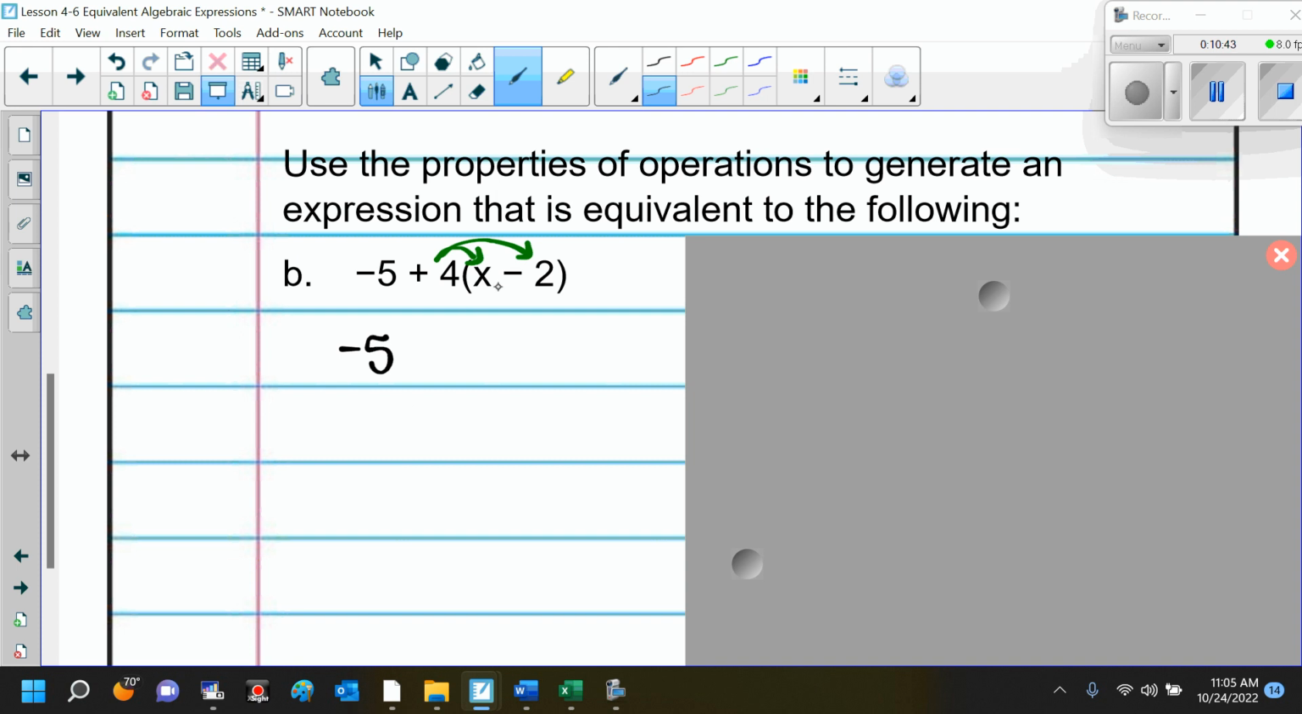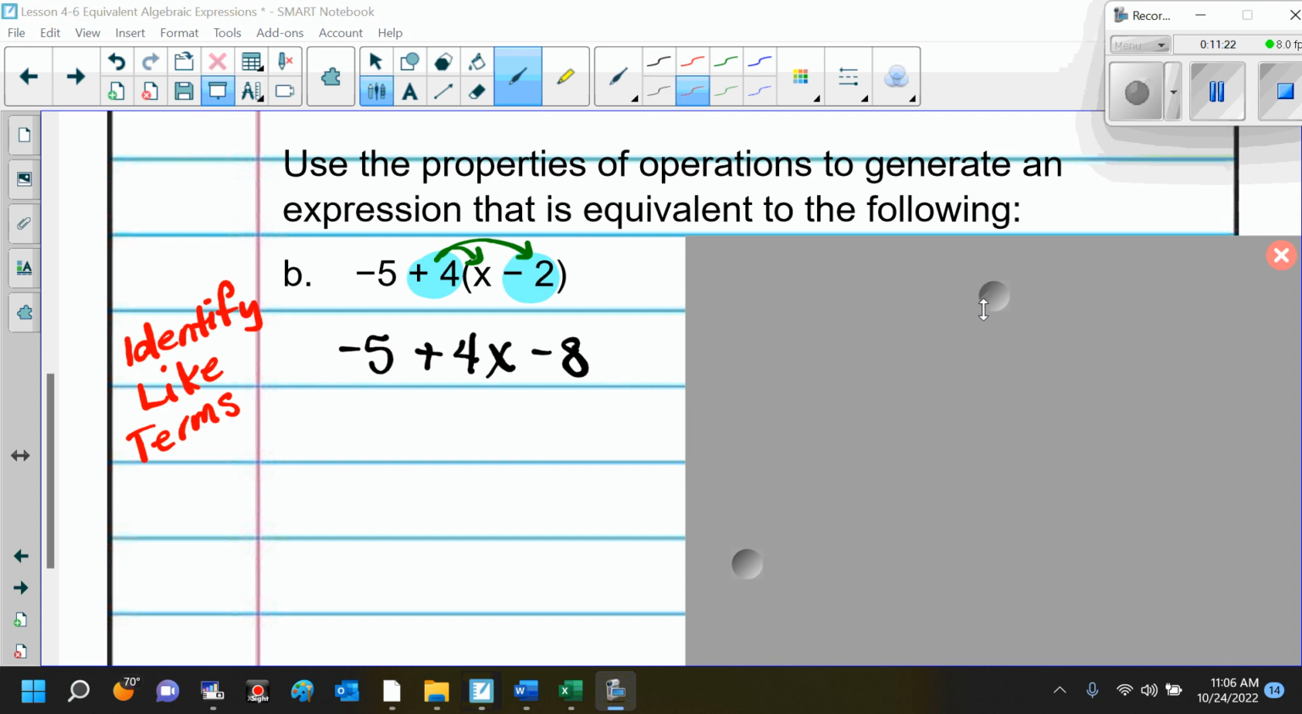So now we have positive 4 times x. Positive 4 times x is positive 4x, right? And now we have positive 4 times negative 2, which is negative 8. So we're going to write negative 8. And now we can identify some terms to combine. What terms can I combine? Negative 5 and negative 8.